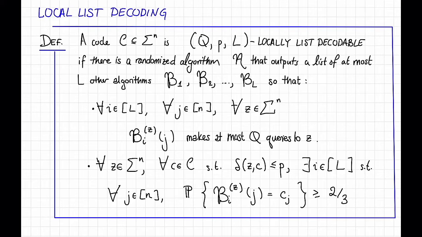More precisely, and here's the second bullet point, for all z in Sigma to the n, and for all code words c in curly C that are close to z in relative Hamming distance, in particular that are within relative Hamming distance p of z, there should be one of the Bi's that is a good local decoder for that code word. More precisely, there exists an i between 1 and L, so that for all indices j between 1 and n, the probability that the ith algorithm B sub i, with oracle access to z on input j, outputs c sub j is at least 2/3. So there's a lot of quantifiers going on in this definition. Let's try to break this down with a picture.